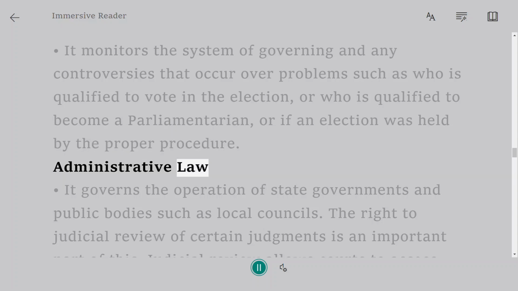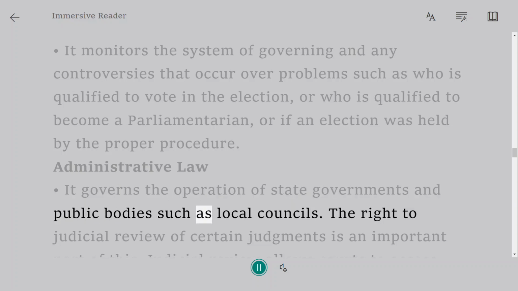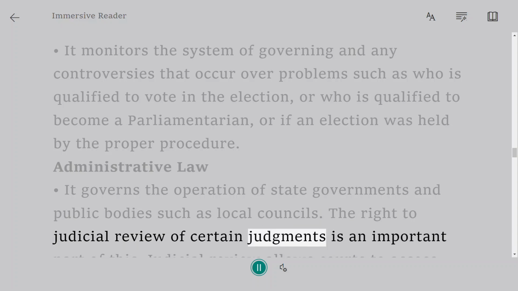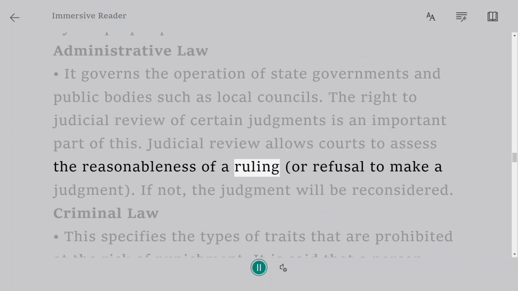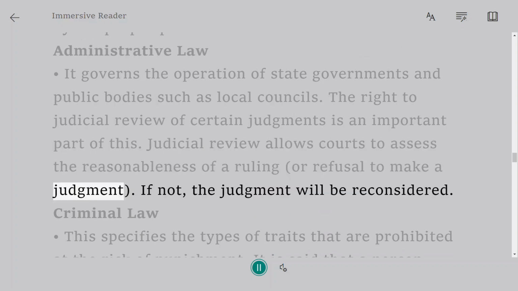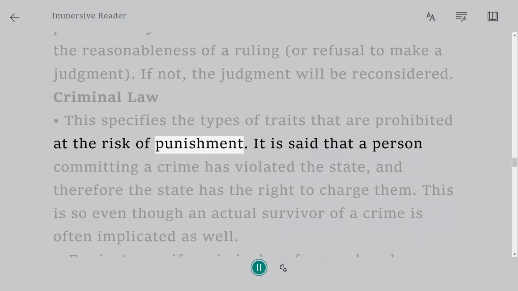Administrative law. It governs the operation of state governments and public bodies such as local councils. The right to judicial review of certain judgments is an important part of this. Judicial review allows courts to assess the reasonableness of a ruling or refusal to make a judgment. If not, the judgment will be reconsidered. Criminal law. This specifies the types of traits that are prohibited at the risk of punishment.